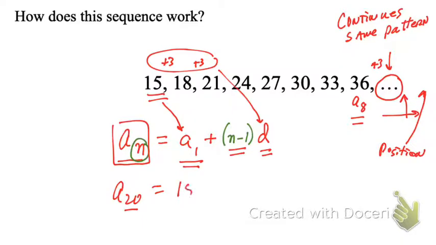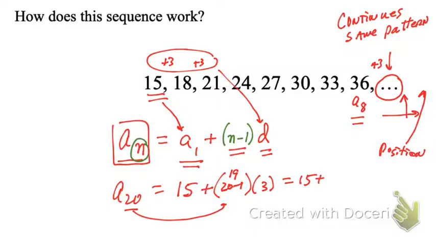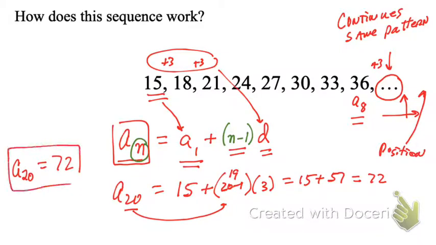Well, you start at the first number, which is 15. And then you're going to start adding 3. And if you go to the 20th number, you will add 20 minus 1 of those 3's, or 19. Then you just do the math. You say, well, that's 15 plus 19 times 3 is 57. And we get an answer of 72. So we would say the 20th number in line is 72, or the 20th term is 72.